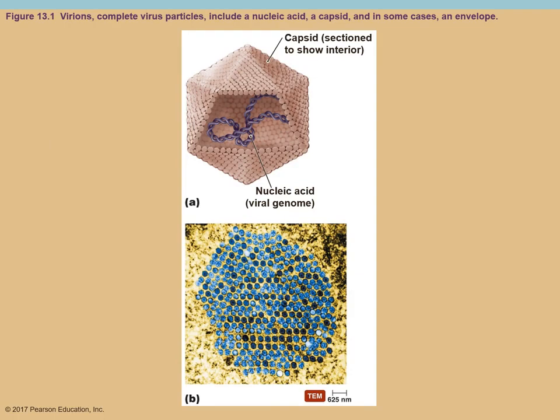This is a picture showing a schematic diagram and then an actual transmission electron micrograph of a virus where you've got the capsid. Each one of those little tiny round circles that makes up the capsid is typically a protein. And then inside is where you have your nucleic acid.